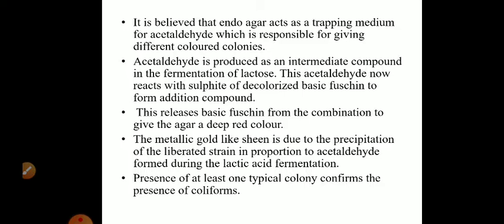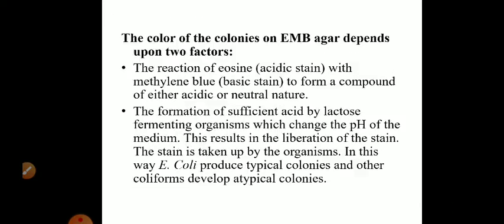The golden metallic sheen that is produced on the surface of colonies on Endo agar is due to precipitation of the liberated stain, that is basic fuchsine, which is liberated in proportion to the acetaldehyde that is formed during lactose fermentation. The presence of at least one typical colony confirms the presence of coliforms.